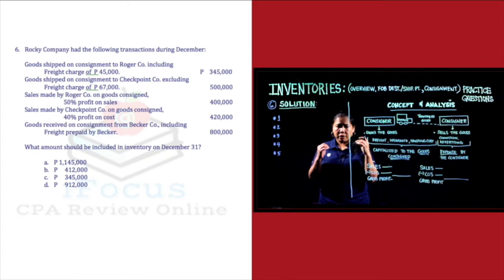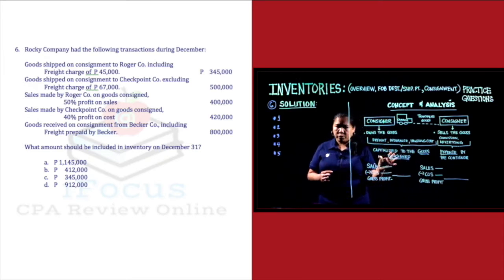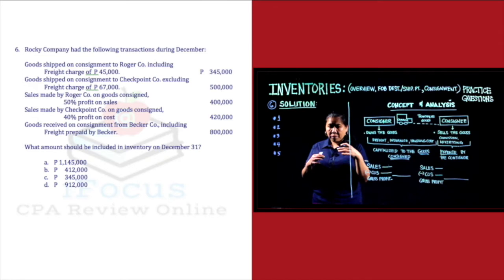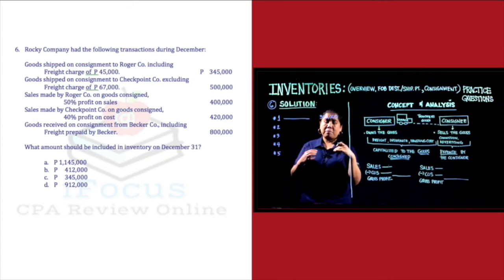Tapos, yung freight charge na incur ni consignor ni Rocky Company should be capitalized to the cost of the goods. Kailangan kasama yan sa inventory or sa goods na kinonsign niya. At ang sabi, problem natin is including the freight charge of 45,000. So, yung buong 345, kasama na yung freight doon. So, yung buong 345, kasama yan sa inventory natin ng December 31st.